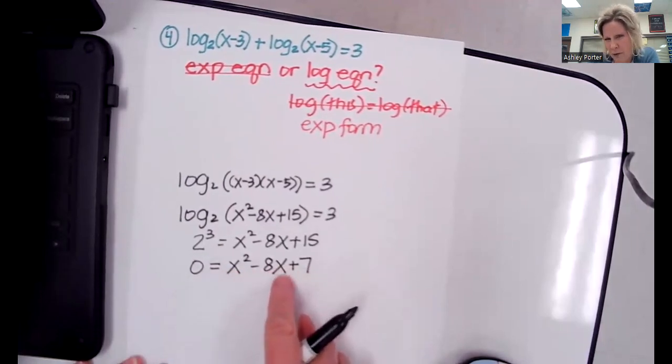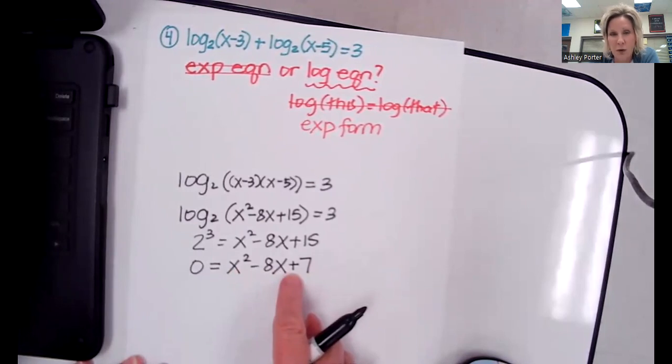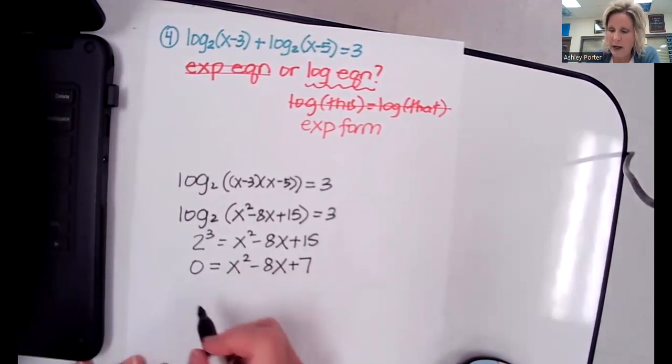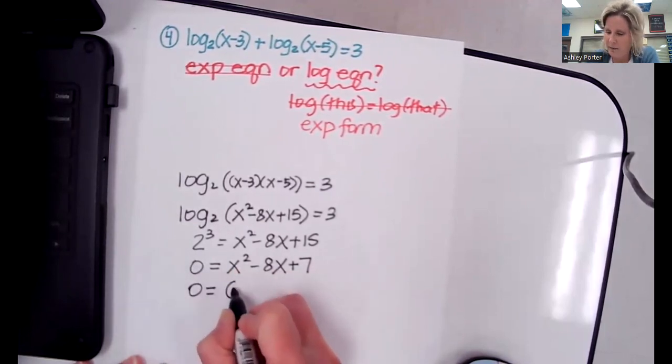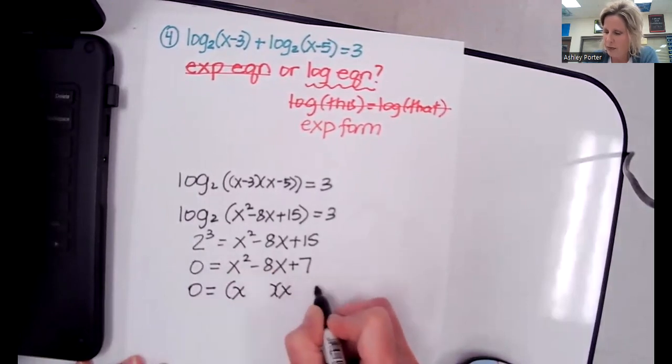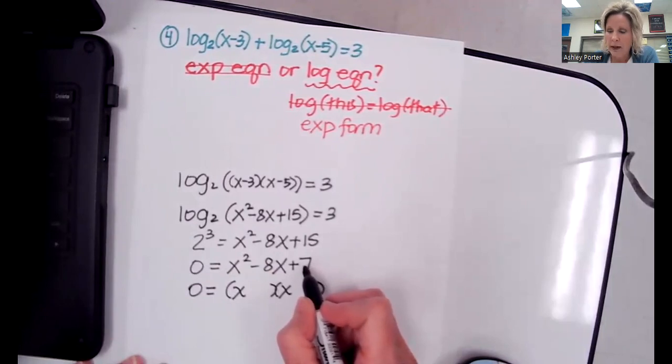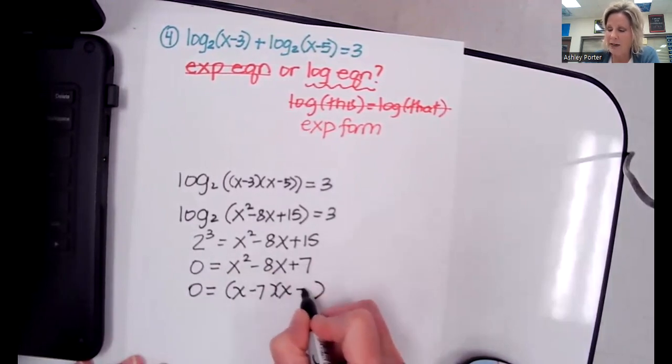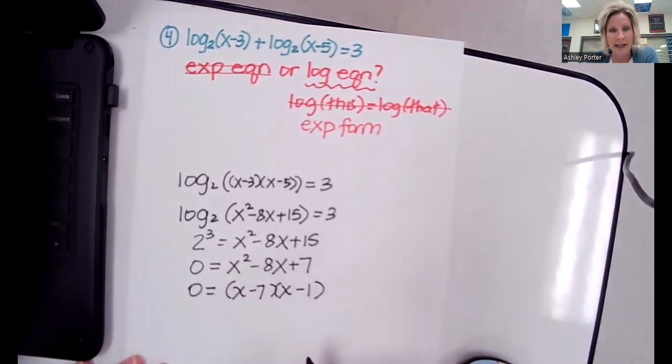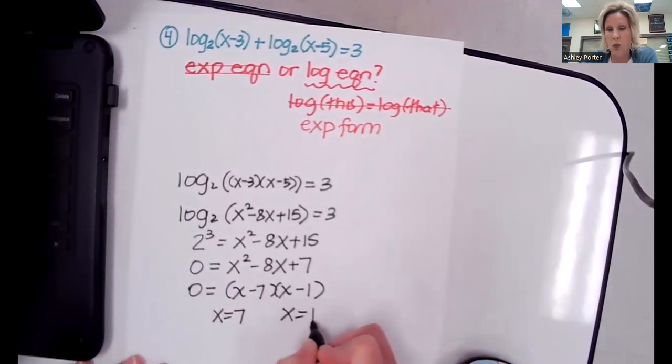Do I need to do quadratic formula or complete the square, or will it factor? So if in your head you're saying it'll factor, you're right. Go AC method. So let's see, I need to do 7 times 1. So it's going to have to be minus 7 times minus 1 to add up to minus 8. x equals 7, x equals 1.